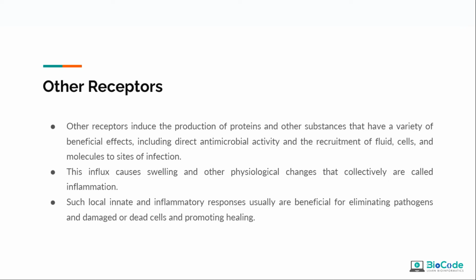Other receptors in the immune system, especially innate immunity, induce the production of proteins and other substances that have a variety of beneficial effects, which include direct antimicrobial activity and the recruitment of fluid, cells, and molecules to the site of infection. This influx causes swelling and other physiological changes that collectively are called inflammation. Such local innate and inflammatory responses usually are beneficial for eliminating pathogens and damaged or dead cells and promoting healing.